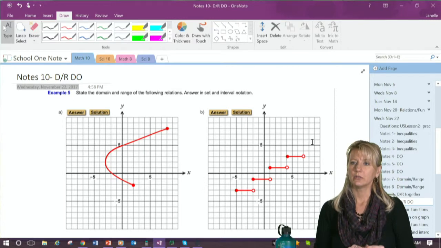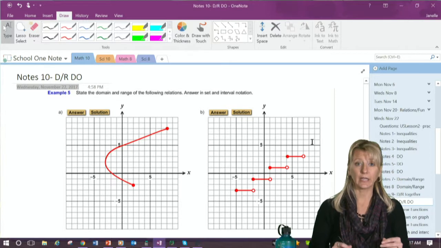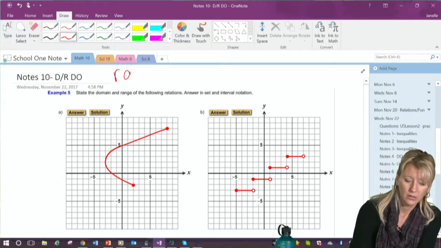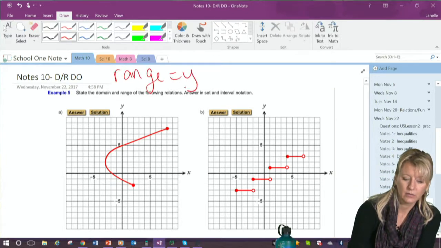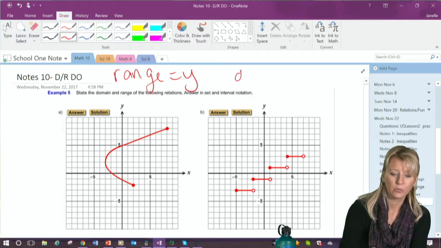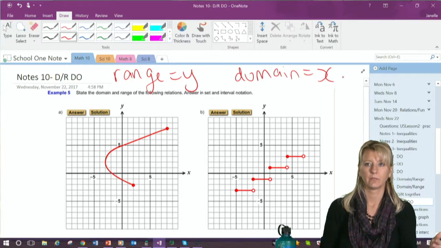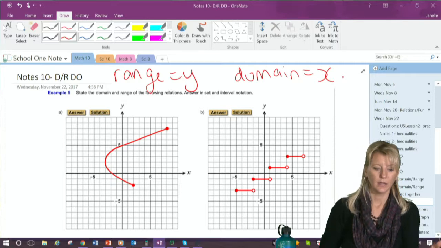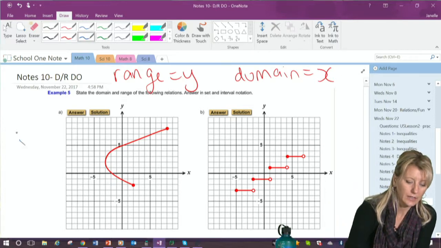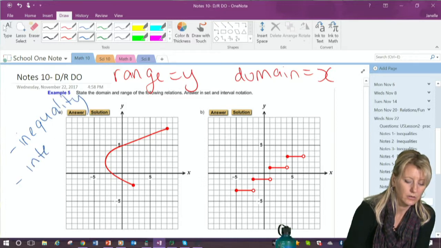How do we know if we use the x-axis or the y-axis? You have to use both, because remember, range is y. Range is the y-axis, and domain is the x. So that's what you have to use for that. That make sense? Yeah? Okay. So what I want you guys to do, you're going to find the inequality, and I want you to find the interval.